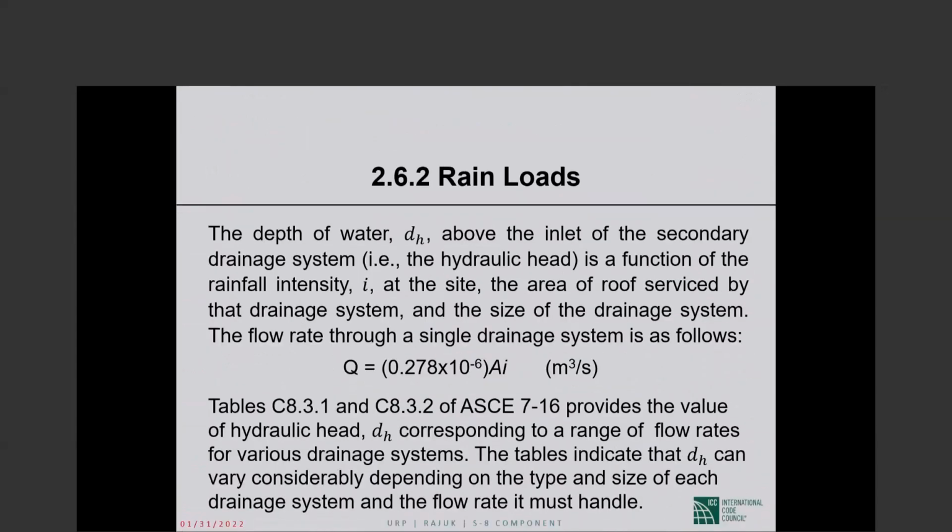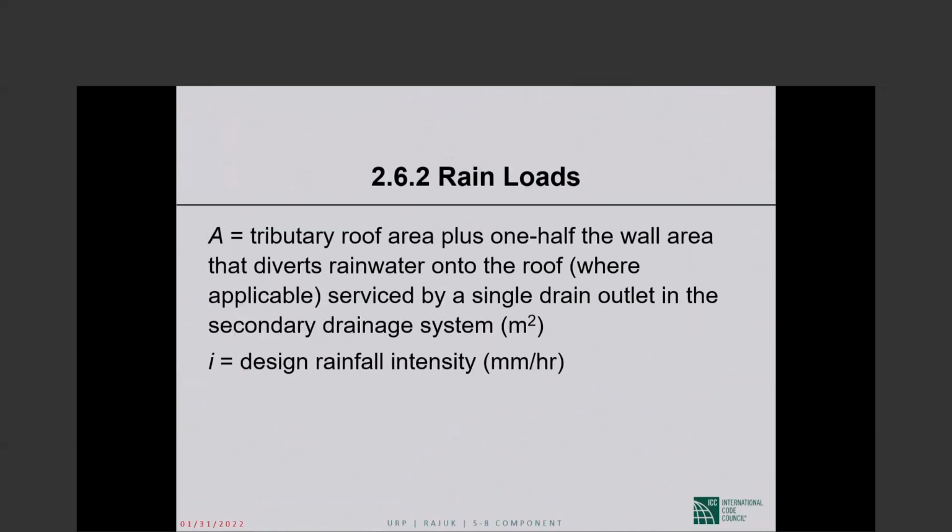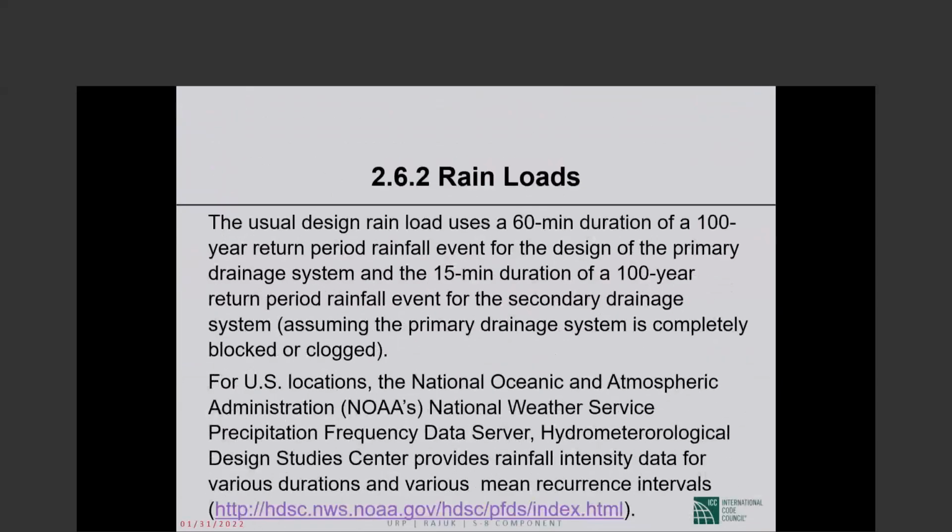What AC 716 tells you to do makes use of extensive tables given in the commentary to AC 716. You need those tables, and you also need the design rainfall intensity. And the design rainfall intensity depends on the duration of the rain and the return period of the rain, like 50-year return period, 15-minute duration rain. Then you can find the design rain load intensity.